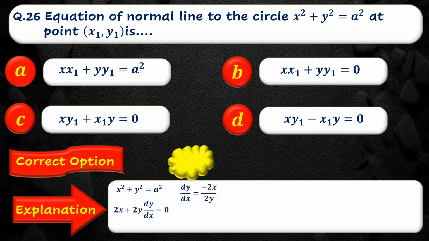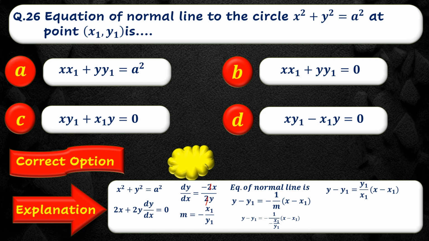We take derivative and get dy by dx is equal to minus 2x over 2y. Cancel 2 with 2. Therefore, the slope of tangent line will be equal to m, and it will be equal to minus x1 over y1. Therefore, equation of normal line will be y minus y1 is equal to minus 1 over m into x minus x1. Replace value of m and we get, after simplification, x1y minus xy1 is equal to 0. Therefore, option D is the correct option.